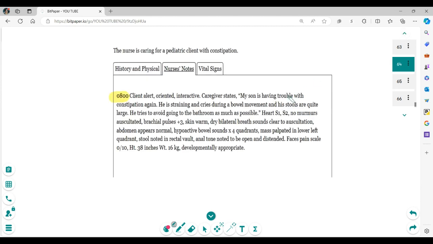All right, and we didn't do a lot of highlighting for there, but let's go back. Straining and cries during bowel movement. Stools are quite large. Avoids going to the bathroom. Having trouble with constipation again. Everything else was pretty normal, but we didn't like this hypoactive bowel sounds and this mass in the lower left quadrant. He's got stool there. Anal tone is okay.